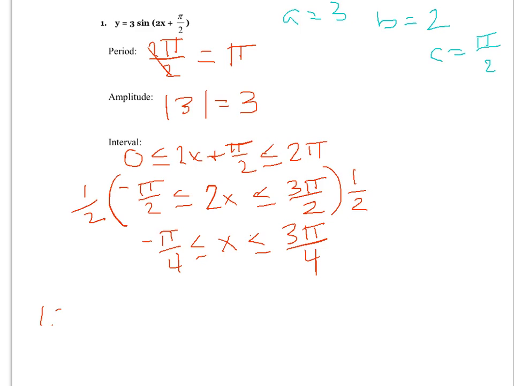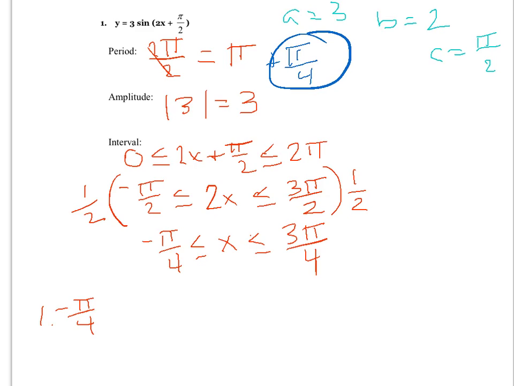Our first point is always going to be whatever you got for the end of your interval. So in this case, our first point is negative pi over 4. To find our other points, you're simply going to take the period and divide it by 4. So up here, I'm going to take pi, divide it by 4. So each time I'm going to add pi over 4 to find my 5 points.